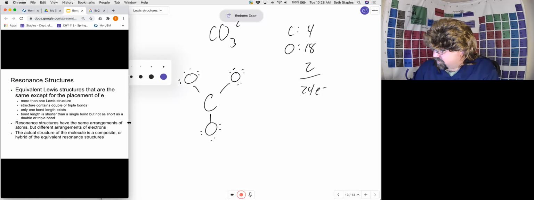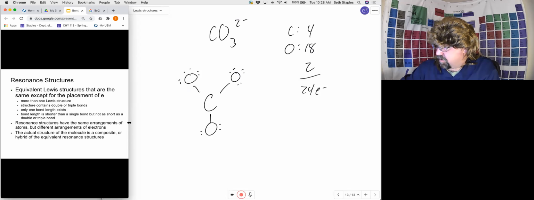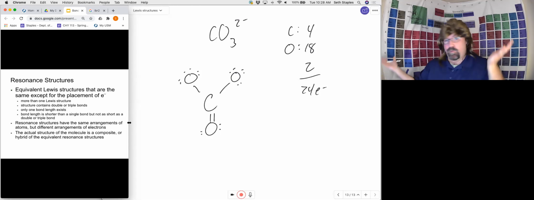let's just go ahead and steal from this one. We're going to steal our electrons from oxygen there, from that lone pair, and put them into a double bond here. And there we go. There's a Lewis structure for carbonate.